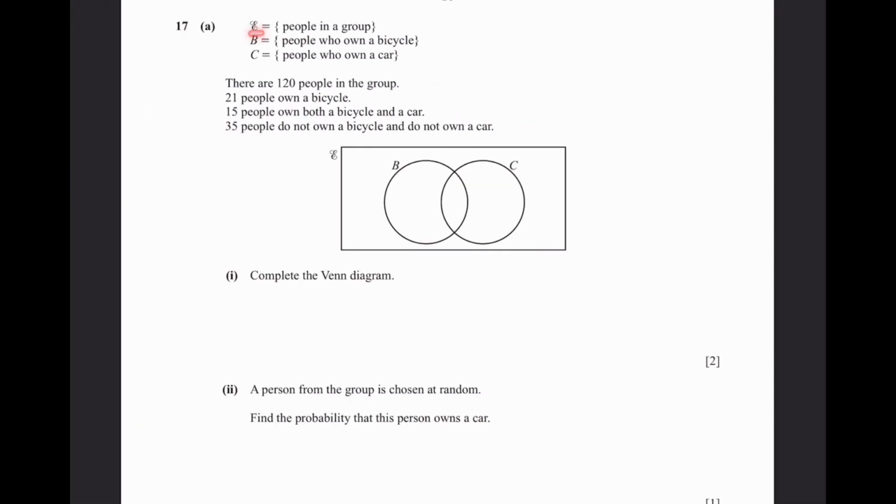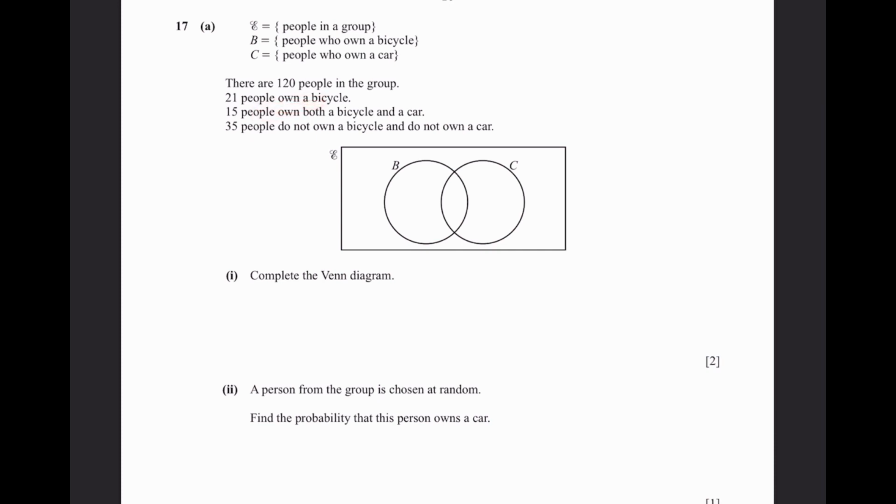A. The universal set is people in a group. B is people who own a bicycle. And C is people who own a car. There are 120 people in the group. 21 own a bicycle. 15 own both bicycle and a car. 35 people do not own either bicycle or car. 1. Complete the Venn diagram.